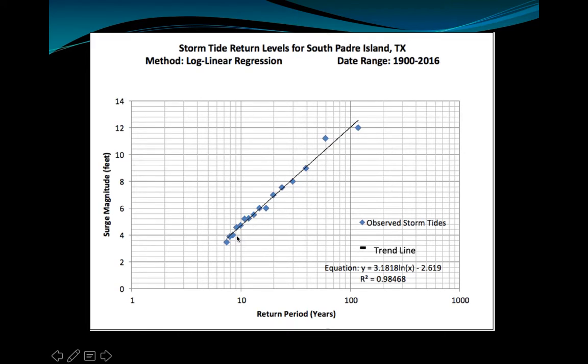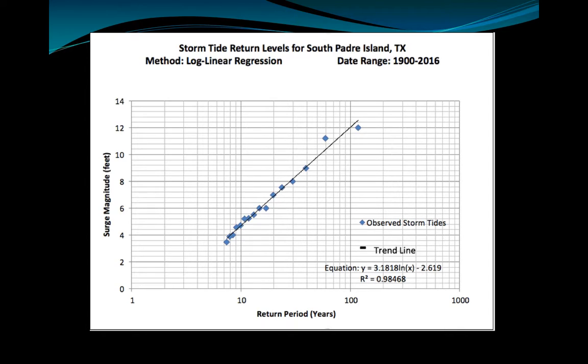Every one of these blue diamonds is an actual storm surge event. The regression line, or the black line here, is the line of best fit. This line is used to take all of the data into consideration to predict what we think an extreme water level would be, for example, the 100-year water level. In fact, if we go to 100 and go up and see where this black line bisects the 100 line, it's right around 12 feet. So according to this analysis, on average, every 100 years, we should expect the water level to equal or exceed 12 feet in the South Padre Island area.